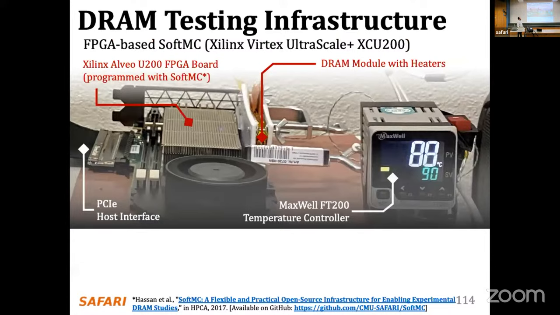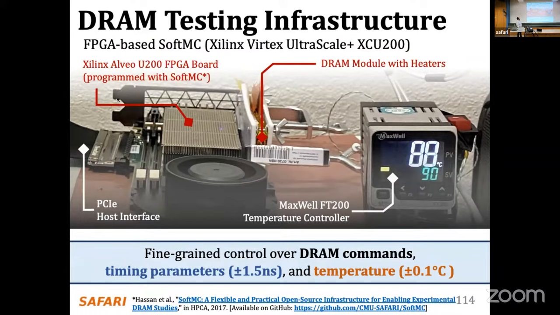And this is a picture of the infrastructure that we used at that time. We have an Alveo board that is programmed with SoftMC. We were using an early version of DRAM Bender at that time, but DRAM Bender was not published yet, so we use SoftMC in the publication. This has a DRAM module here, clamped with two heaters, and there's a temperature sensor connected to this temperature controller. When you set the temperature on the controller, it has a feedback loop that keeps the temperature stable. And we have a PCIe connection to the host interface. This gives us fine control over DRAM commands. We can send a command every 1.5 nanoseconds, and we can keep the temperature stable within this error margin.